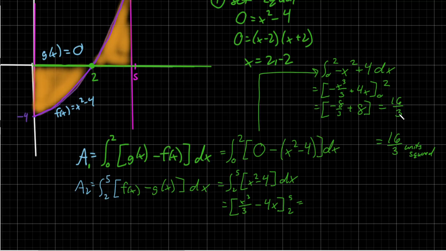Yeah, I took them and I got 65 thirds. And then negative 16. So it would be plus 16 because it's a negative. You said it's a negative 16. Yeah. Do we get an answer of 27 units squared?